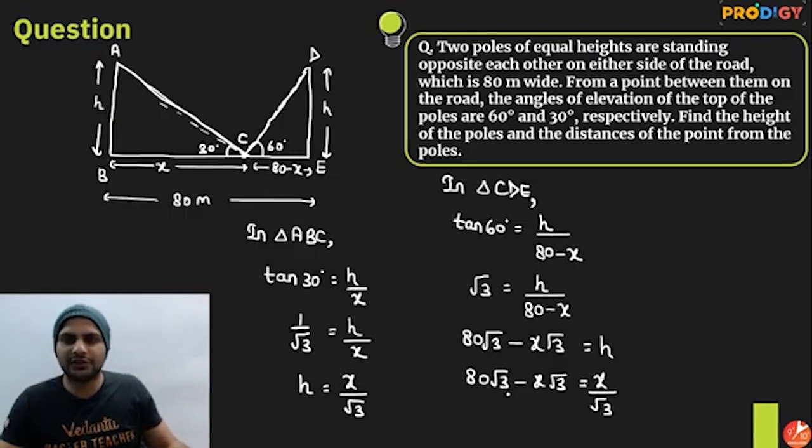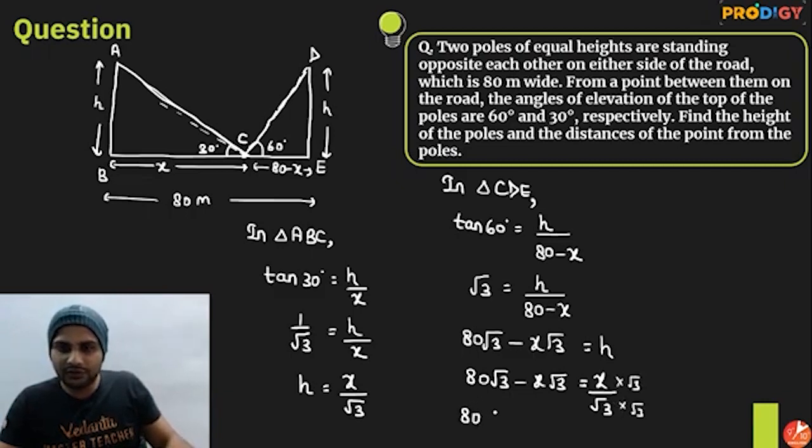We have to find out both. So shift this x root 3 over there. Here you can do the rationalization as well. Rationalize kar lenge, it would be better. So into root 3 into root 3. So x root 3 by 3.